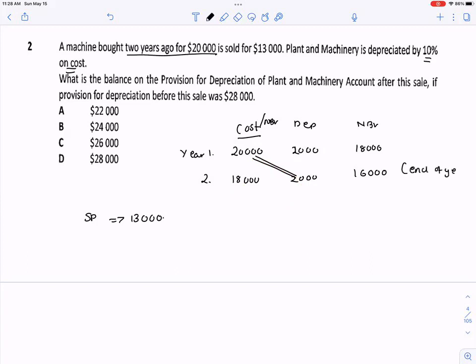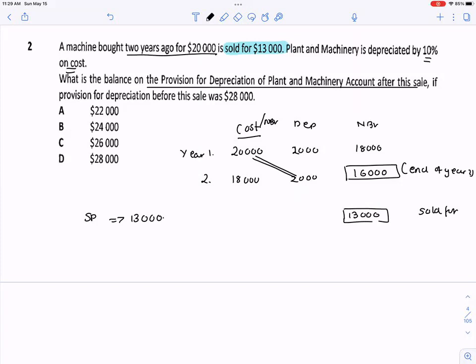Do you all agree? This is the net book value at the end of year 2, and it is sold for how much? Sold for 13,000. Okay. Now all my working is done. You will not have more working than this, but make sure that you do the working. What is the balance on the provision for depreciation of plant and machinery account after this sale?